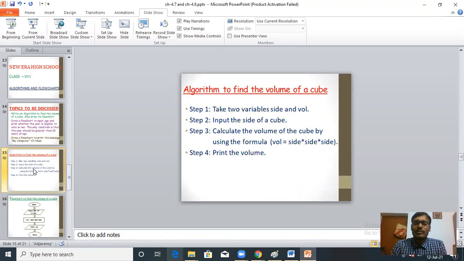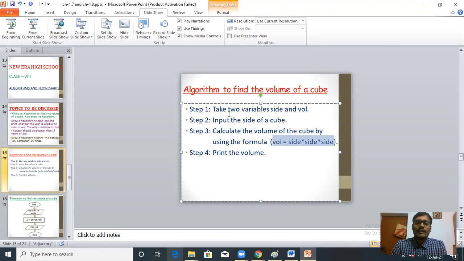Algorithm to find the volume of a cube. You know how you can find the volume of a cube? You know the formula? Volume equals side into side into side. Cube means you can understand like a dice. You play Ludo, the dice, you must have seen that dice. That is a cube. So to find its volume, you have to use this formula.